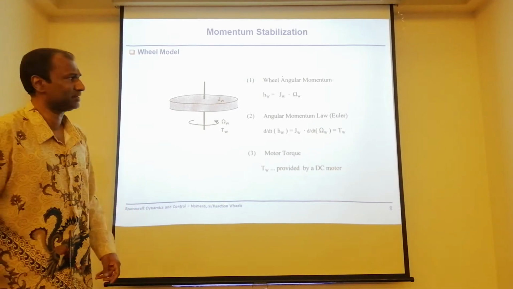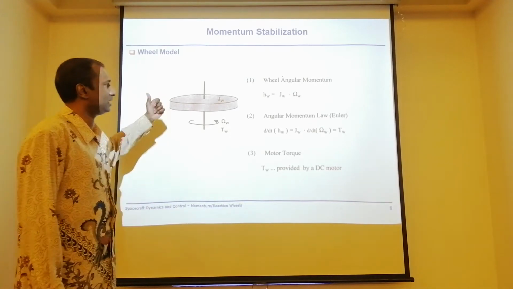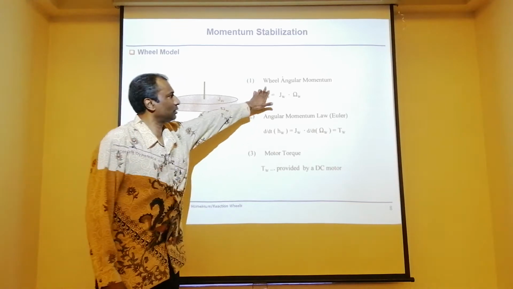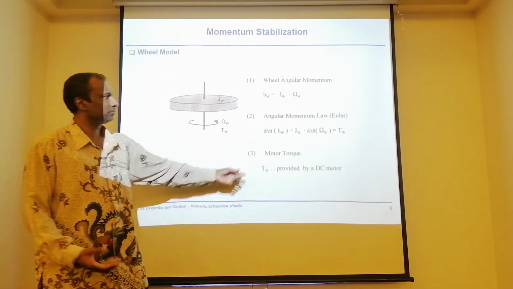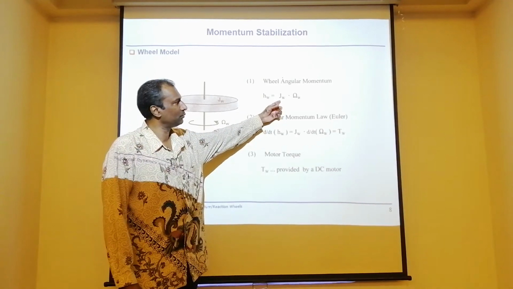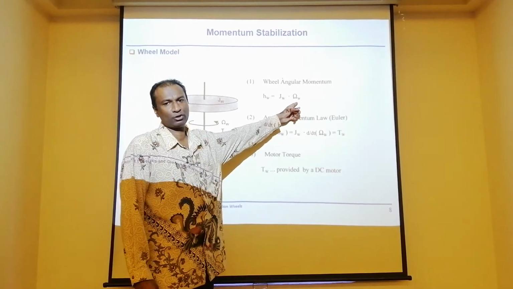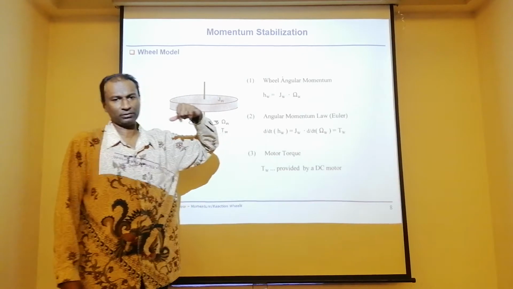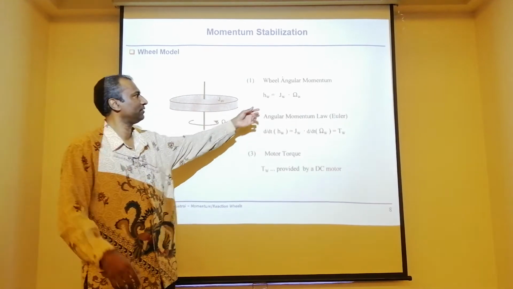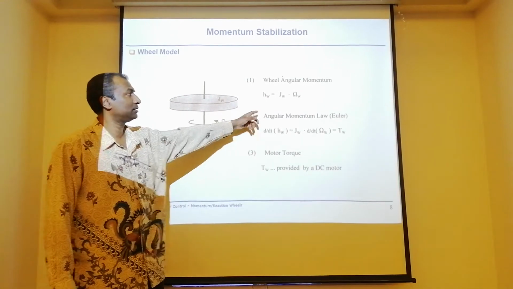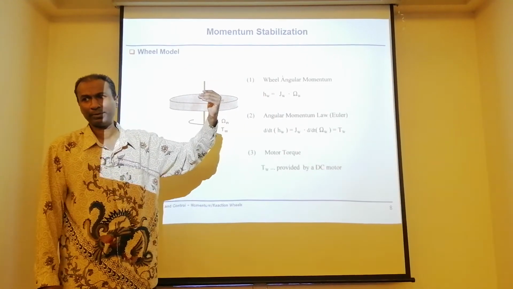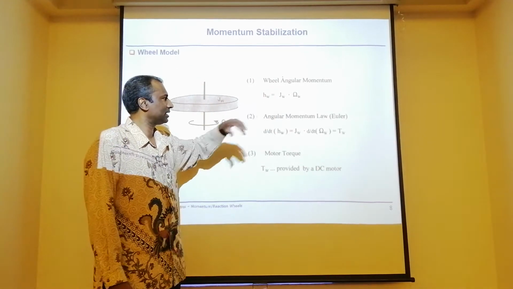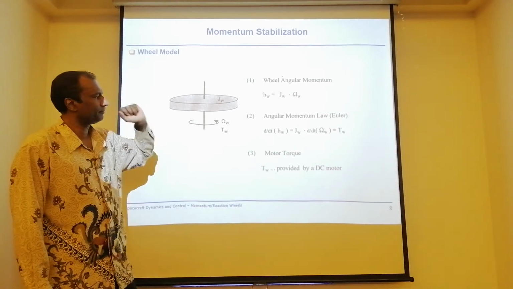Let us go back to the fundamentals. What exactly happens when I have a wheel? Let's talk about the wheel model. The angular momentum of any wheel, J, is basically the inertia of the wheel times the angular velocity of that wheel. Sometimes books write this as L, angular momentum L. I mark it as H. That's the same, don't worry.